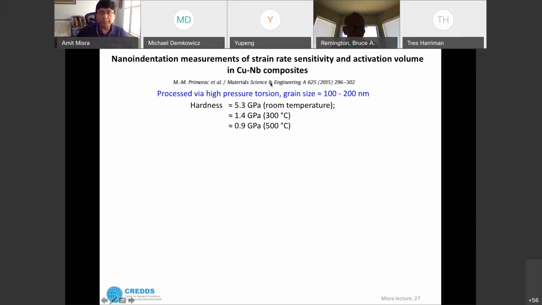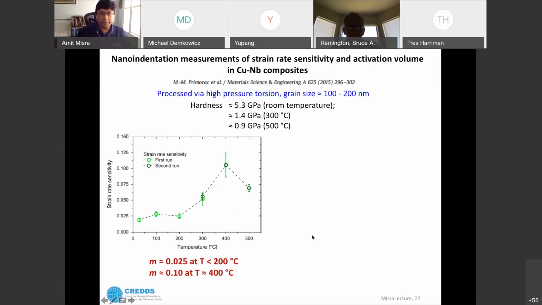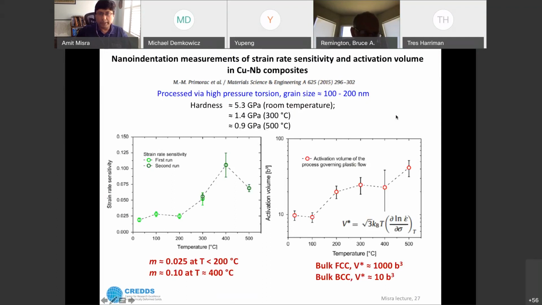For copper and niobium, it's very strong material at room temperature, and they measured the hardness would drop with increasing temperature. They were able to measure the strain rate sensitivity by using nano indentation, and they were getting values of about 0.025 at ambient temperatures that would increase with increasing temperature to about 0.1. They are getting measures of activation volume.